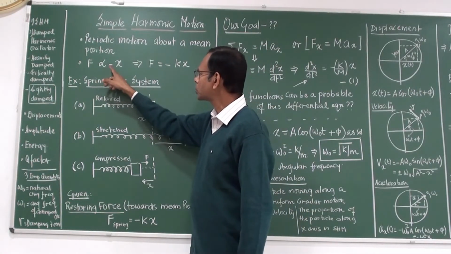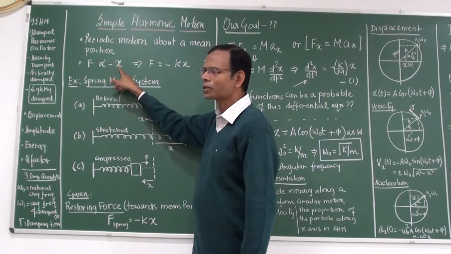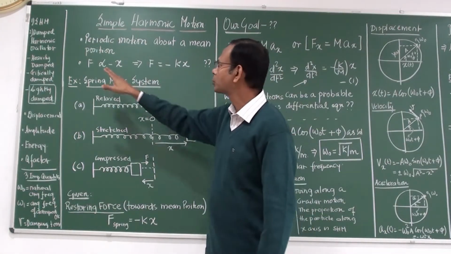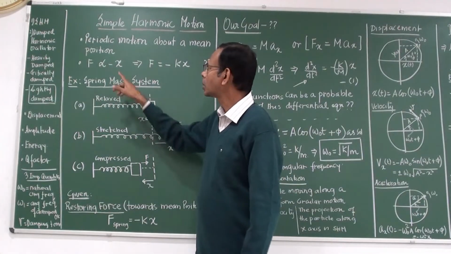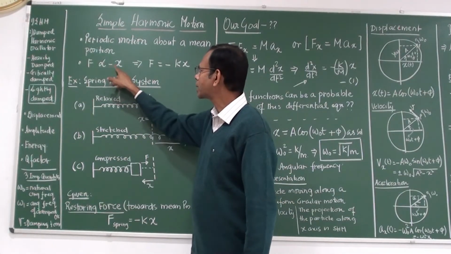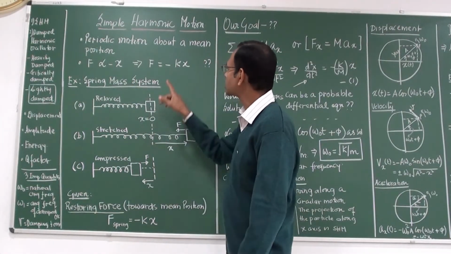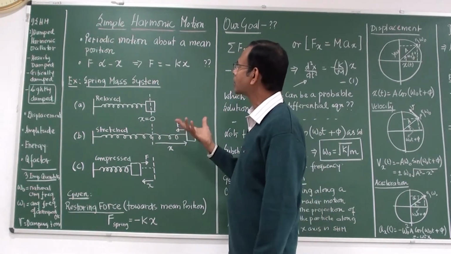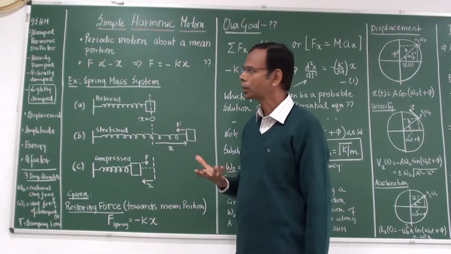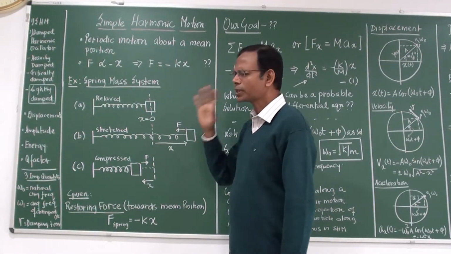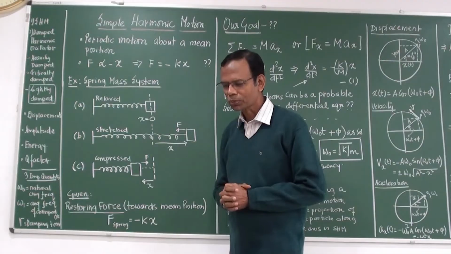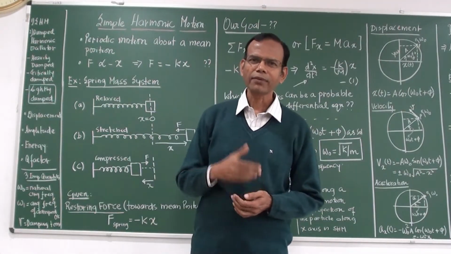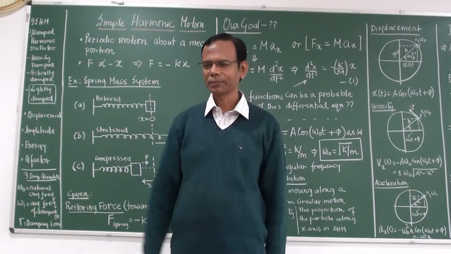That means it is restoring the body to its equilibrium position. That is proportional to the negative of the displacement. This x is the displacement, which means it is a vector. So we are writing here the scalar equation, one component only. So minus x. Okay. So F is equal to minus kx. This is a very well-known equation of simple harmonic motion that we have studied. Whenever we talk about simple harmonic motion, this equation immediately comes: F is equal to minus kx.